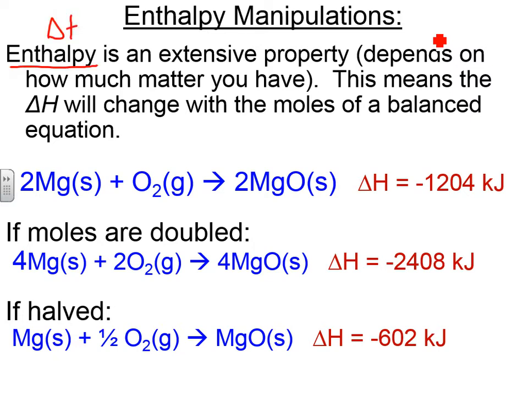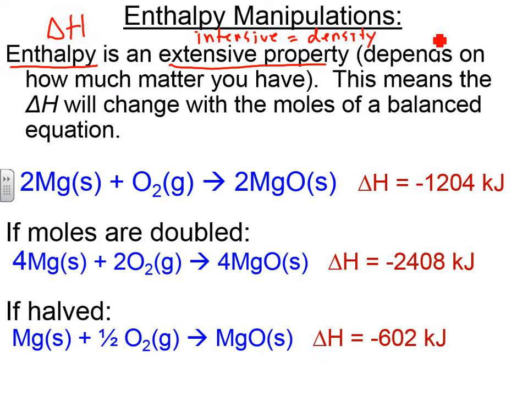Enthalpy, remember, is the amount of heat released or absorbed in a chemical or physical change. Now, enthalpy is an extensive property, which means it depends on how much matter you have. So the more matter you have, the higher the value. Remember that an intensive property is something like density. Density doesn't depend on how much stuff you have. No matter how big the sample, the density is the same, but enthalpy is extensive.